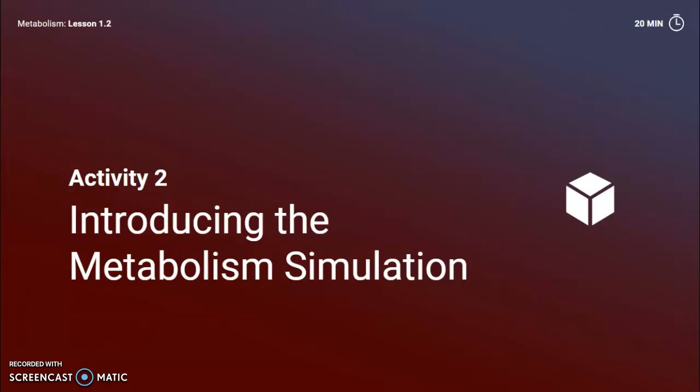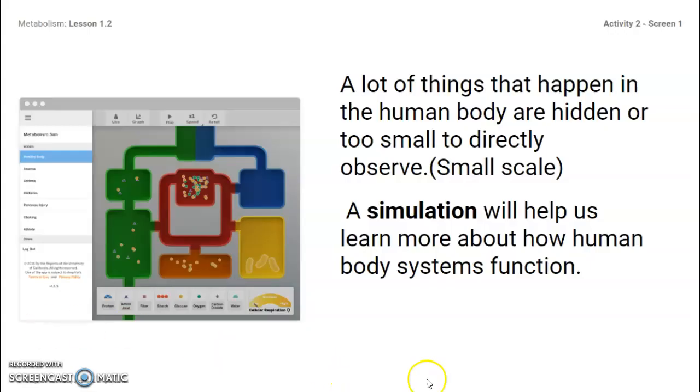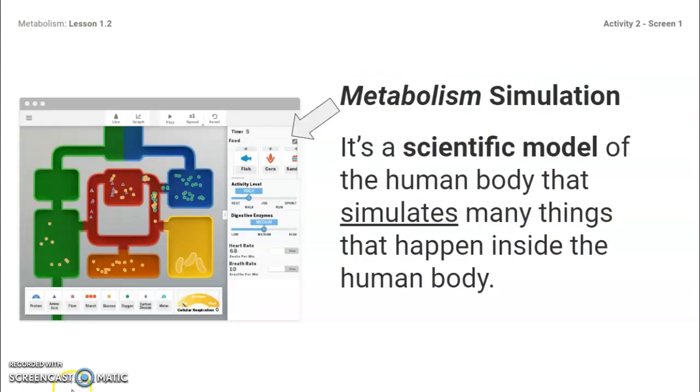Okay, so let's look at activity number 2 now that we've talked a little bit about that. You're going to be using a simulation for this. You're going to go into the simulation. It's going to help us to learn more about the human body and figure out what goes on inside the human body without actually being able to see it. Now this model is going to be a little bit different. It is a scientific model and it simulates what is happening in the body, but it is going to be a little bit different in how it works.